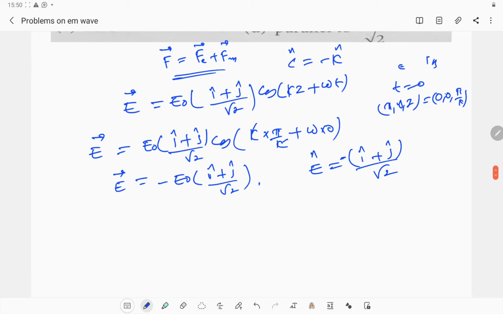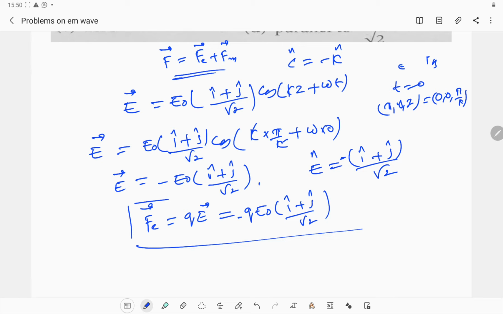Therefore, the force acting due to the electric field, Fe, is equal to Q into E bar. Here Q into E bar is minus E naught times (i cap plus j cap) by root 2. This is the force due to the electric field.